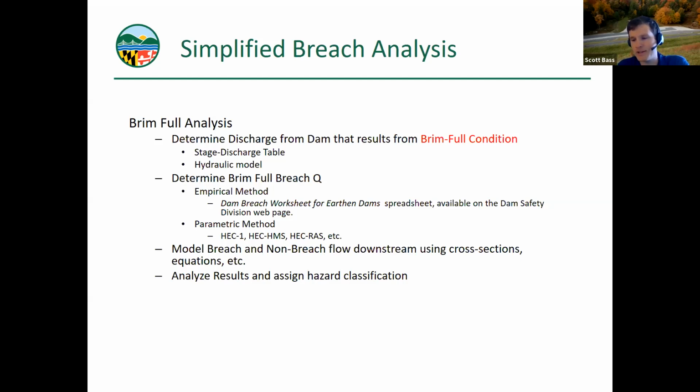The basis of this is a simple brim up analysis. So you can imagine we fill the pond to the top and it would catastrophically fail. This is what brim up means. There is a simple method for doing this using a spreadsheet. All you need is a stage discharge table, which your engineer should have. If they don't have it, maybe they shouldn't be designing ponds. You determine a brimful Q using this spreadsheet, and you model at all these downstream locations: houses, roadways, places where unprotected persons could be expected.